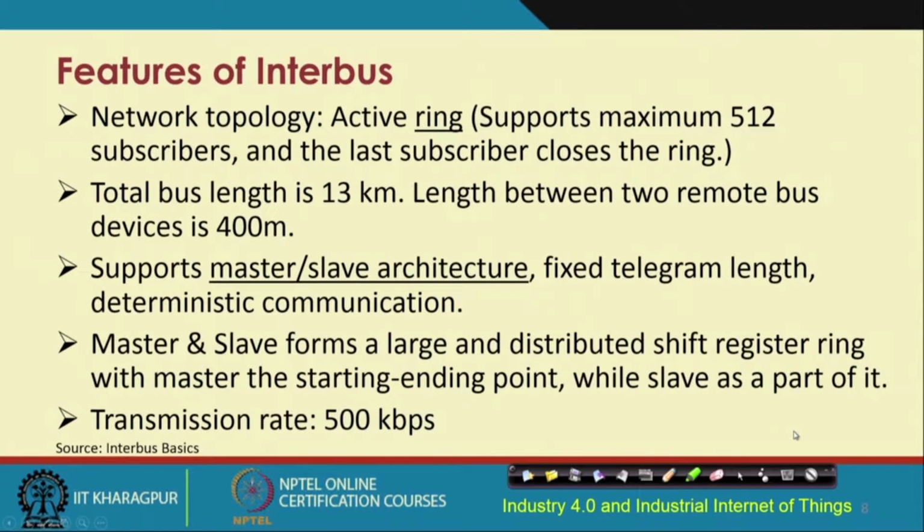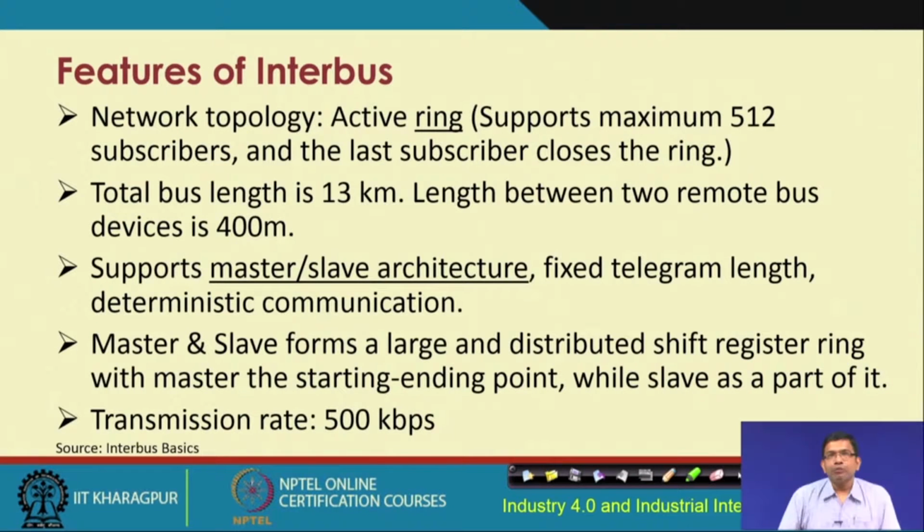So, in terms of other features, the network topology that is supported is the ring topology, which will provide connectivity to about 512 subscribers. The total bus length is 13 kilometers, which is quite long, as you can see. So, 13 kilometers of operation is quite sufficient for industrial requirements. Master slave communication architecture, like before, is still being used, and the transmission rate supported by Interbus is 500 kbps.